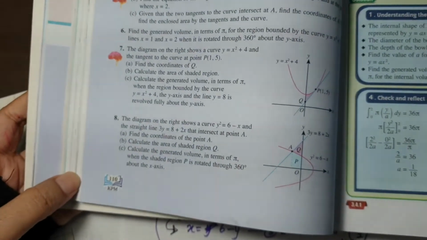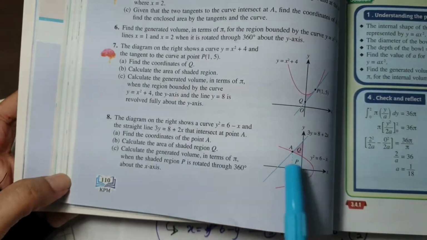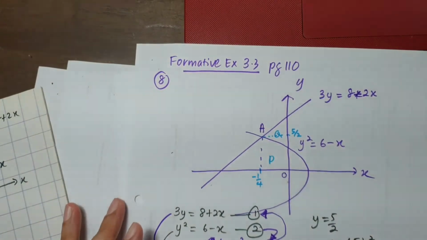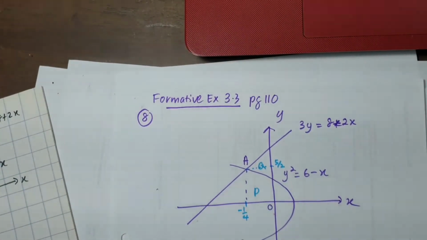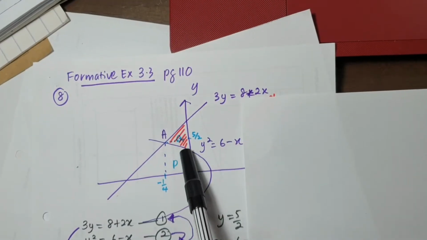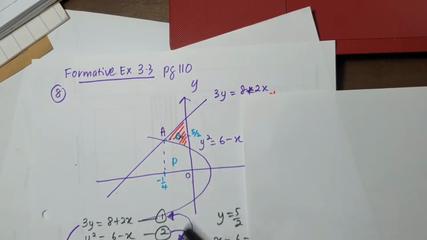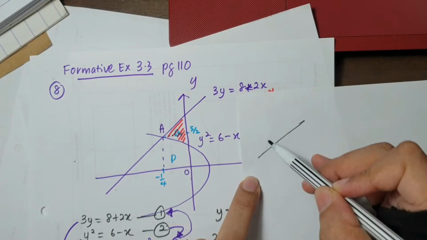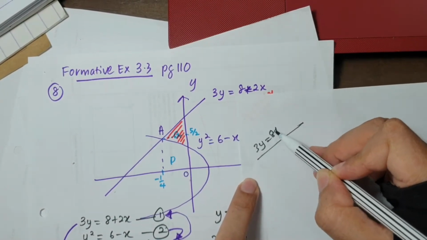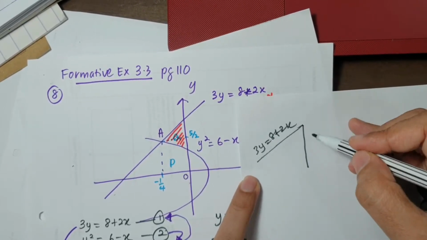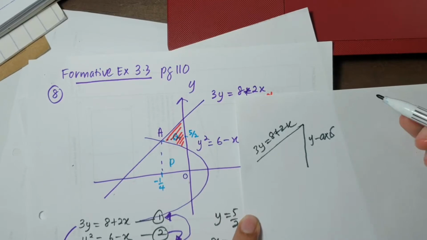B, the question asks you to calculate the area of the shaded region Q. So where is Q? Q is here. This is Q. Next, let's find the area of the region Q. So the region Q here is bounded by the straight line 3y equals 8 plus 2x, and then the y-axis, right? And then this curve.